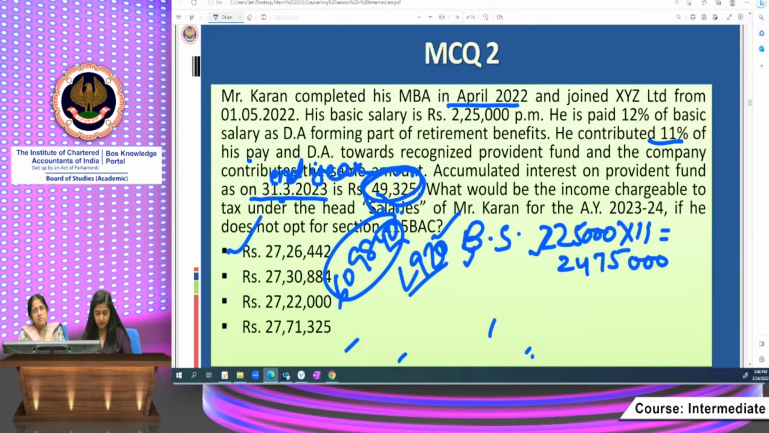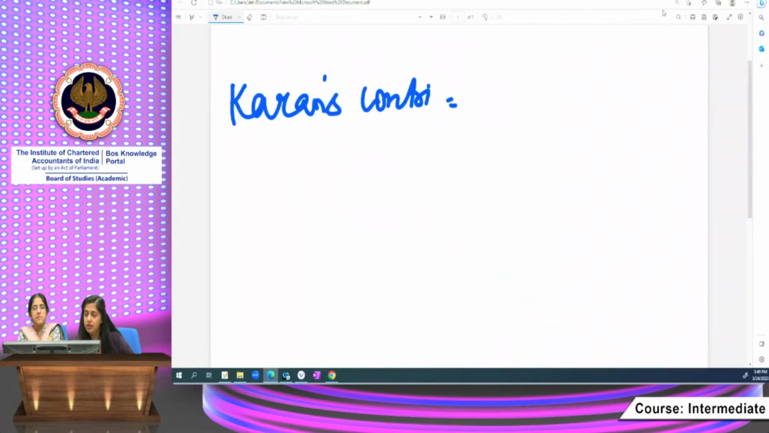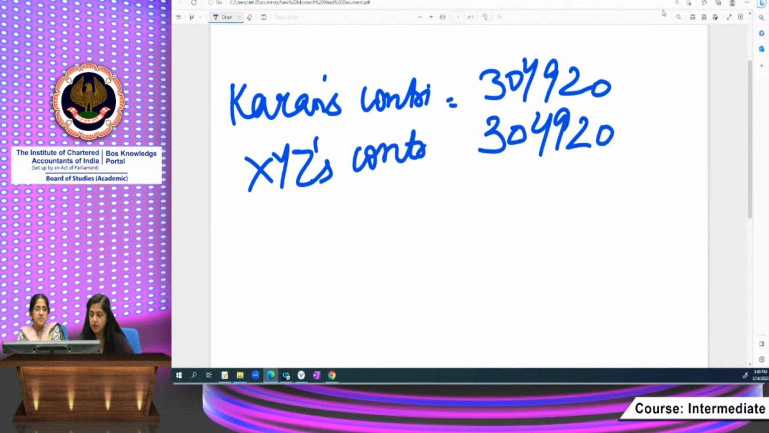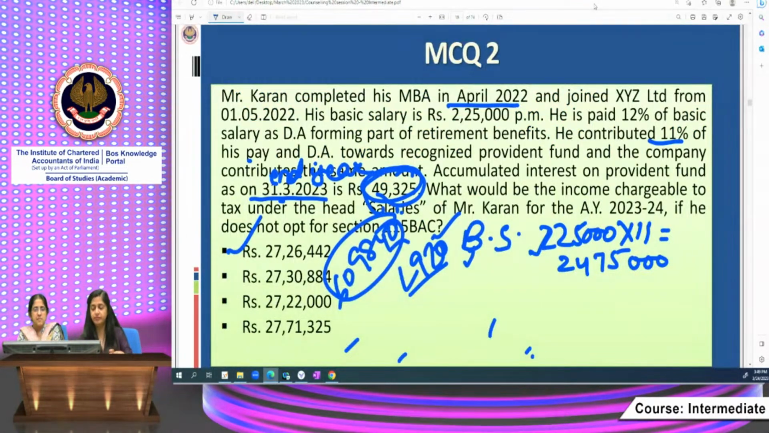It is 11% of basic pay and DA, so it is 304,920. A similar amount of contribution is made by his employer. So this is a trick, because it's not clearly stated what is taxable. You have to derive the value of the interest which is taxable.